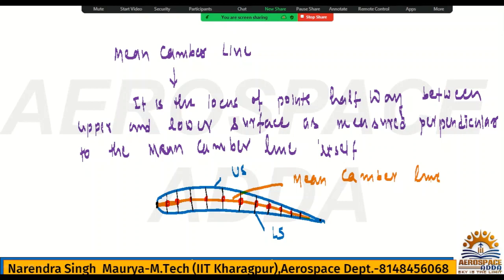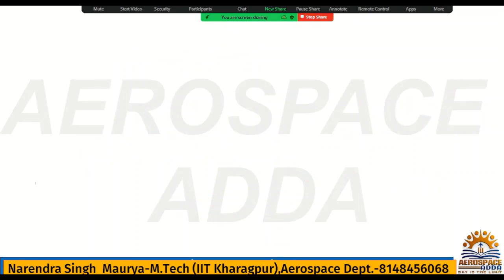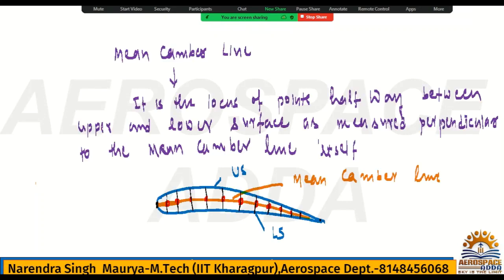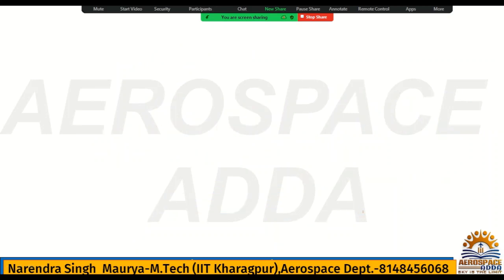All right, now what is the leading edge and trailing edge? So if you say this is the mean camber line, the most forward point of this mean camber line will be called the leading edge, LE. And the most rearward point will be called the trailing edge. Hope you understood. Then we'll go for the chord line.